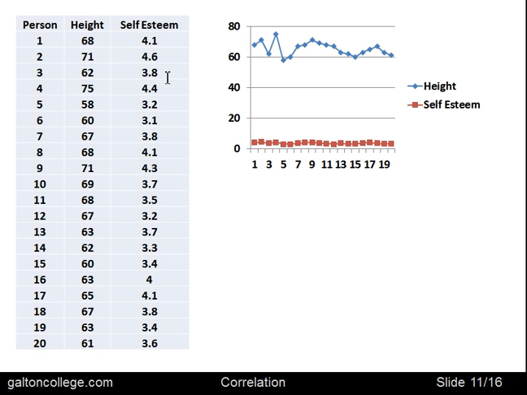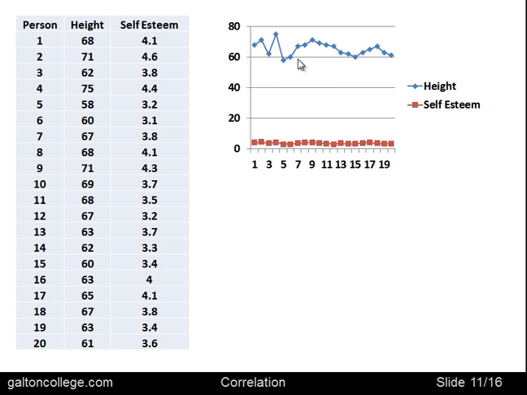Now if we chart these, we'll find this arrangement here. It's a bad chart because we can't really see what's happening along the self-esteem one. It's just bouncing along the bottom here. You can't really see the variations in it. It looks like almost a straight line. So it's not very good. And this one up here is way up here. The difference between the two, of course, is enormous. This one is 68, this one's 4.1. 71, 4.6. So there's a big gap in between. Here's the gap.